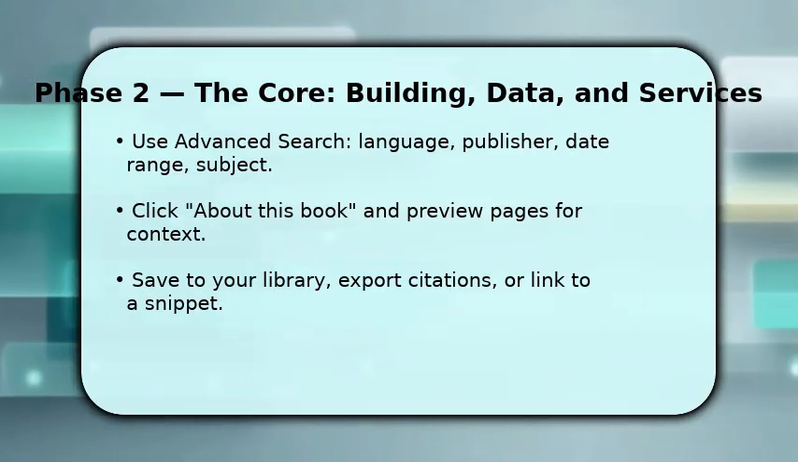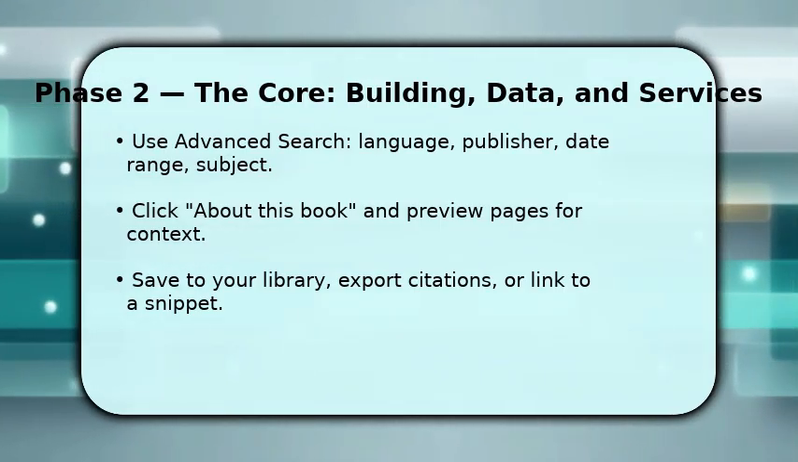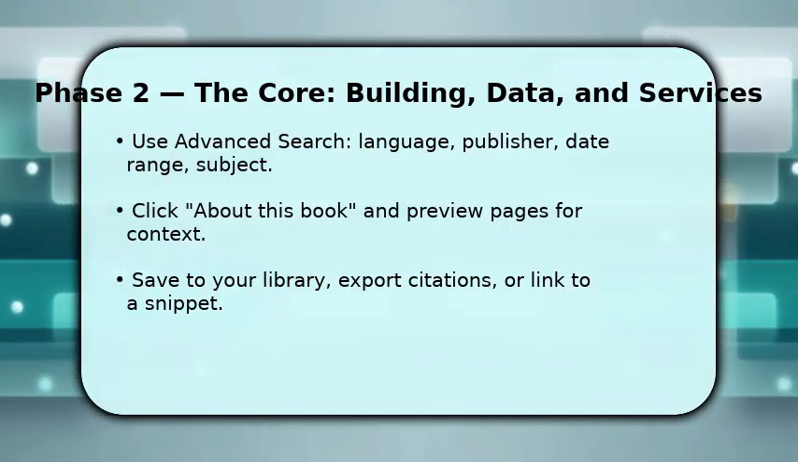Use the Find in Book box to jump to specific terms, and when you locate what you need, save it to My Library or copy citation details for later. That preserves sources and speeds future retrieval.